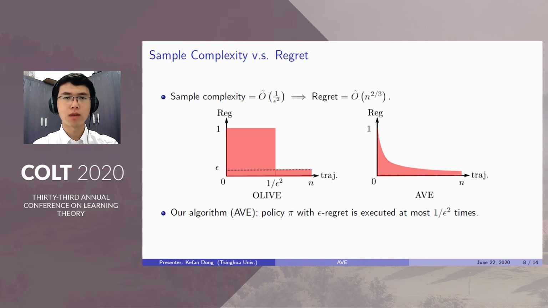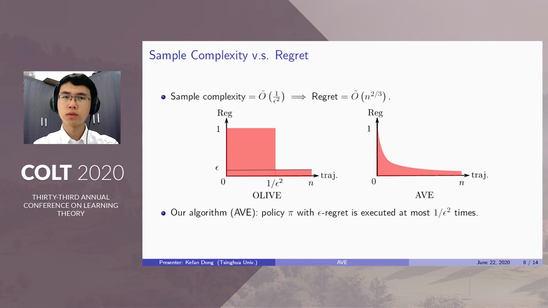And this is not guaranteed in the Olive algorithm. It is very possible that a policy with constant suboptimality is executed 1 over epsilon squared times, which leads to a very large regret.